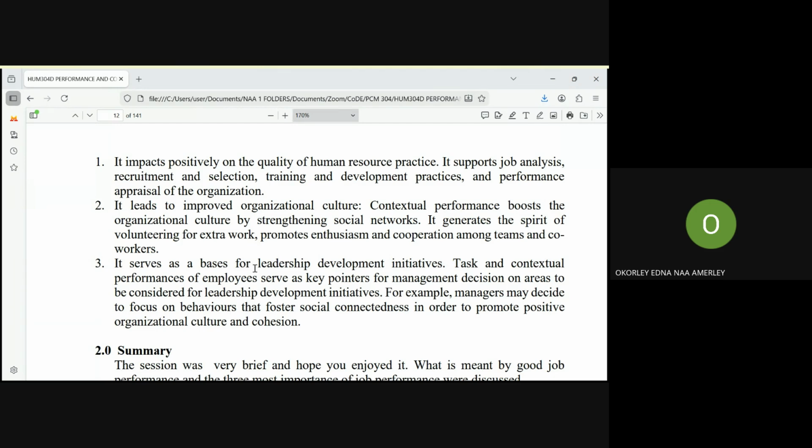If you have people who have good job performance, it leads to improved organizational culture. It means that their contextual performance, which is their organizational citizenship behavior, is good. They want to support others and see other members in the organization. We are all close together. We are in it together. And then the third importance is that it serves as a basis for leadership development initiative.